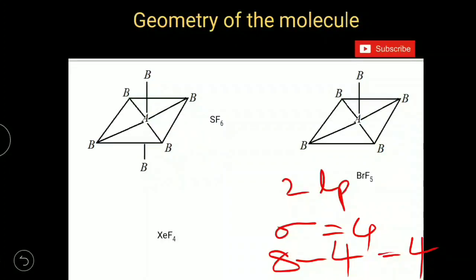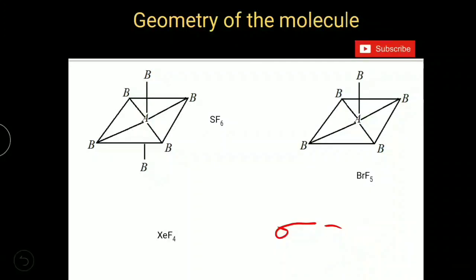So shape of the molecule should be octahedral. But you got 2 lone pairs, and lone pairs occupy axial positions. So both the axial positions should be removed. Means shape will become square planar.